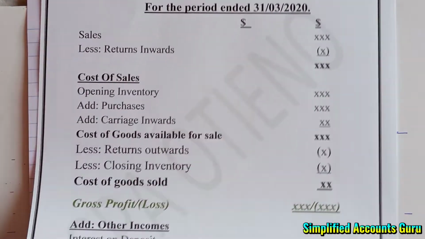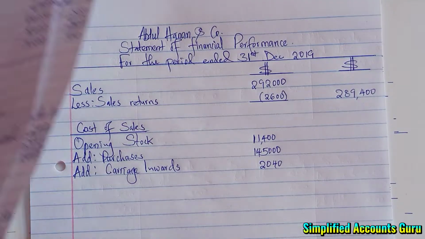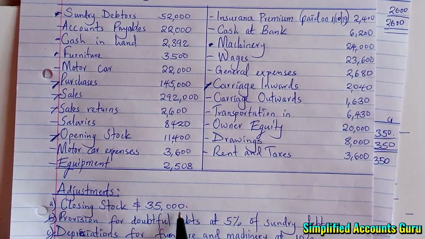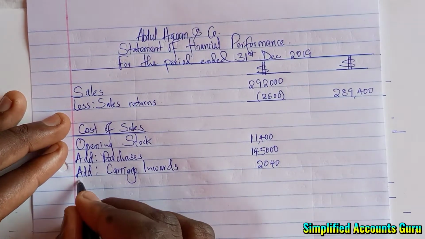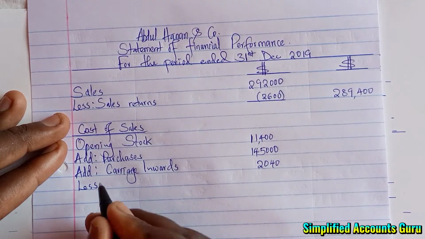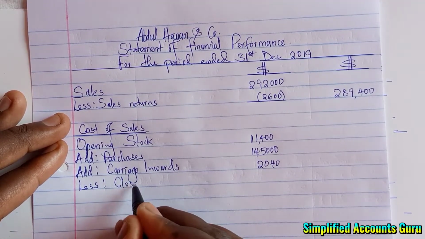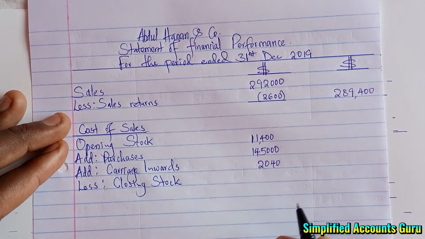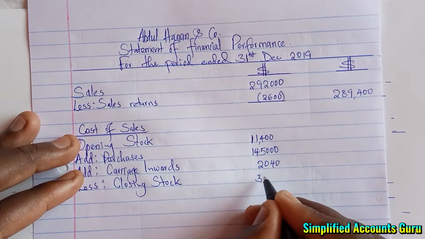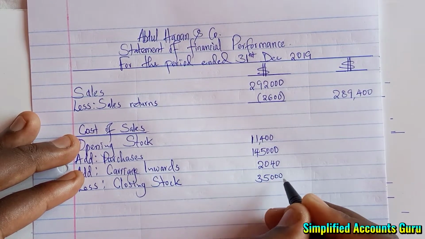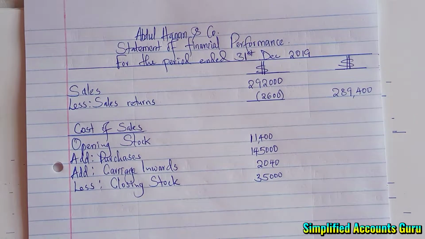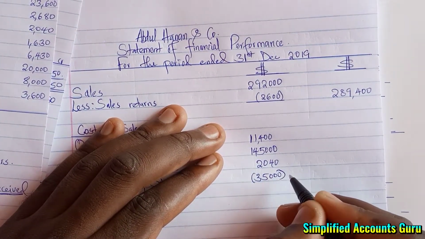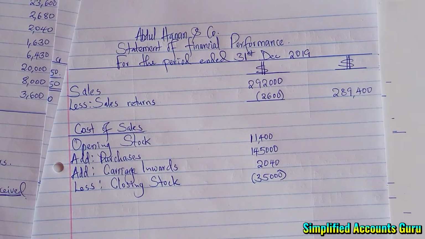So how about the closing inventory? We should be having the closing inventory here. We were given an adjustment. So we are having $35,000. So say here less closing stock or inventory, $35,000. Then this one actually should be in bracket to show that we are deducting it from that total.